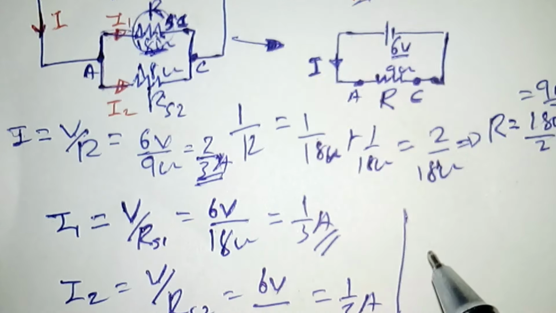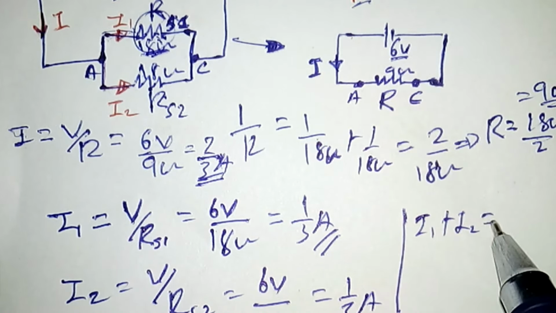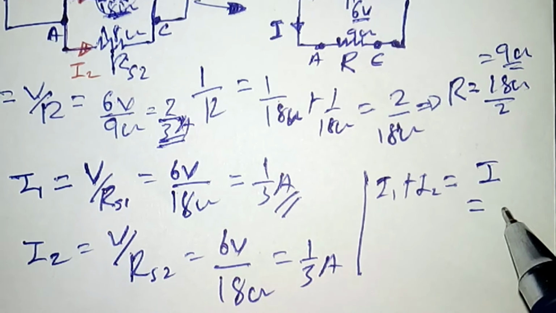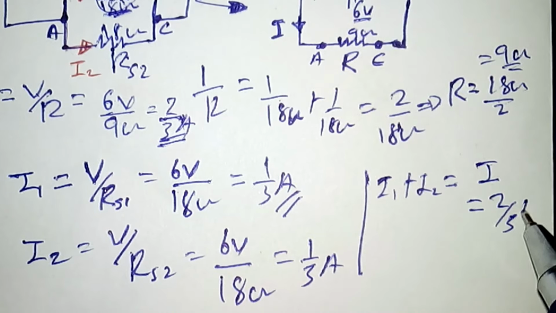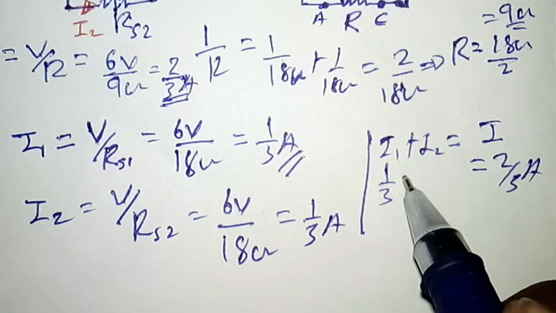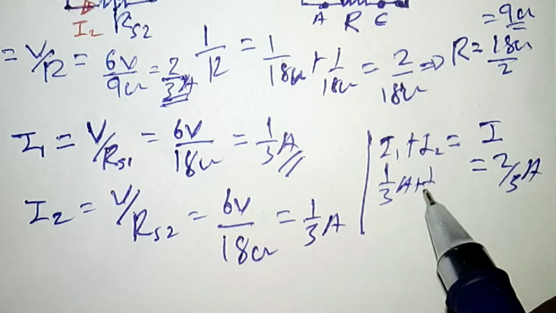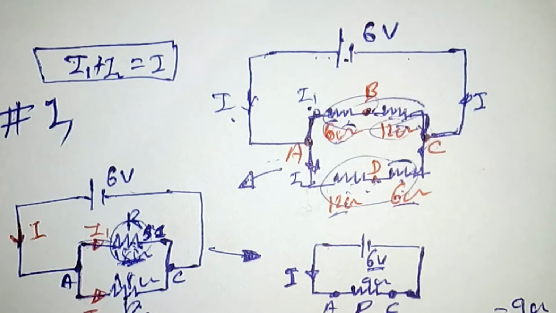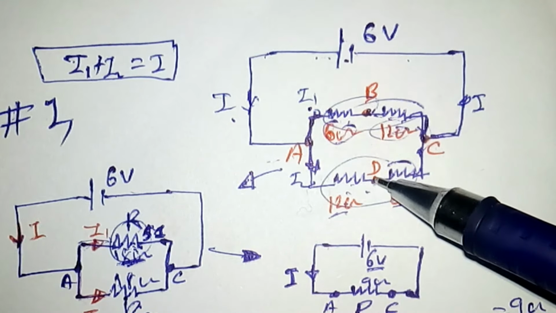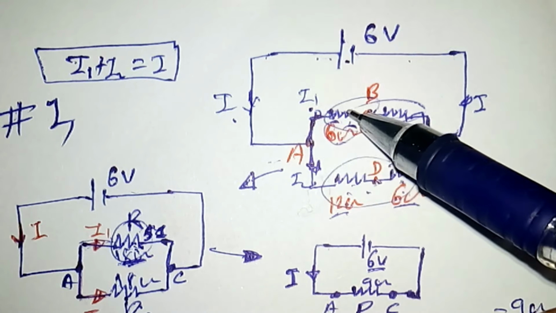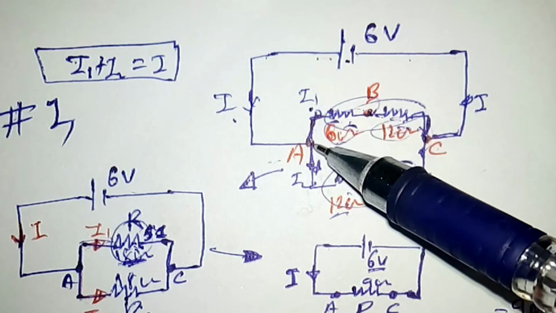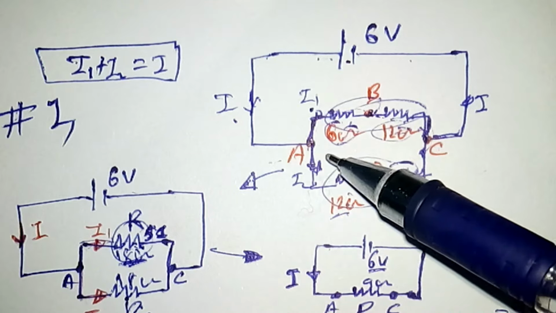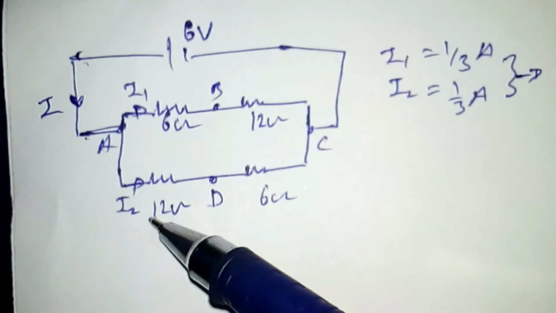So we can see that I1 plus I2 is equal to the total current I. The total current I we already found is 2 over 3 ampere, and I1 is 1 over 3 ampere plus I2 is also 1 over 3 ampere. If we add these two numbers, we get 2 over 3. To find the potential difference between B and D, I have to find the voltage between point A and B and the voltage between point A and D. Our circuit is like this.